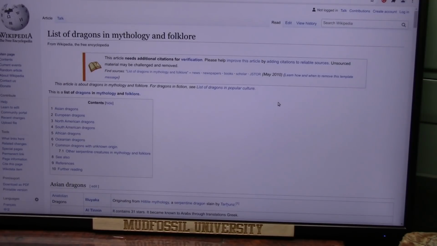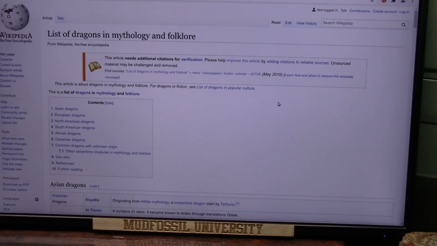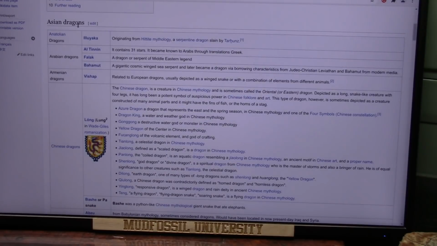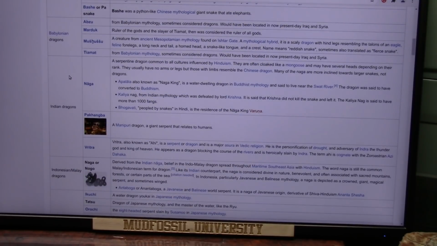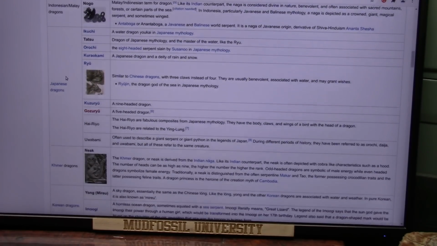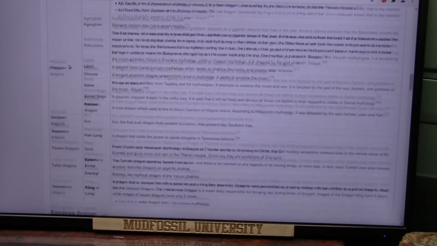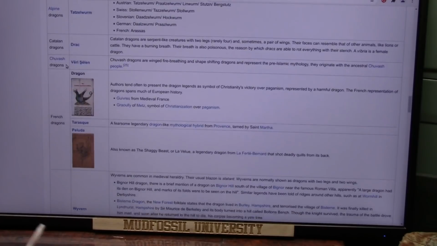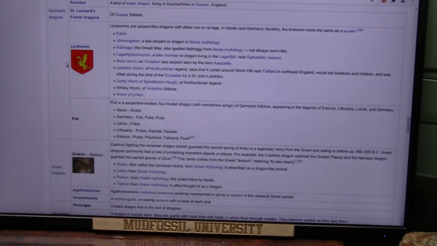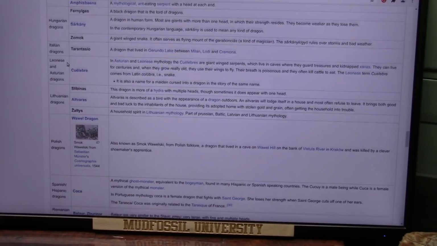Okay, my friends, now is where we get real serious. This is not just a joke. This is the list of dragons in mythology and folklore. These are just Asian dragons. Arabian, Armenian, Chinese, Babylonian, Indian, Indonesian, Japanese dragons, Khmer, Korean, Persian, Philippine dragons. Everybody had dragons. Then there's European dragons. This was not just one guy talking about a dragon. They all had their own ruler, which was a dragon.